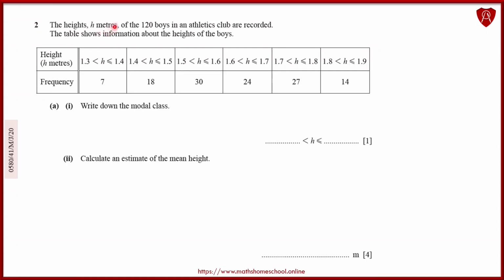The heights H meters of the 120 boys in an athletics club are recorded. The table shows information about the heights of the boys. Write down the modal class.